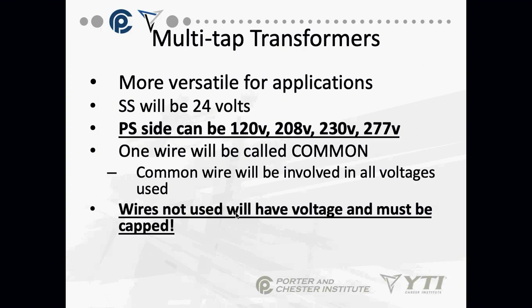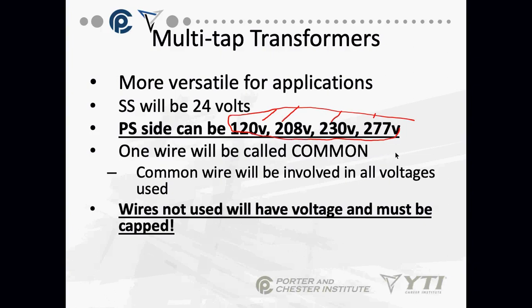The primary side can be either 120 volt, 208 volt, 230, or 277, and it goes up from there. You can get them up to 460, 480, 720. But these are your primary ones you'll see. They have 1 wire for each of these. Every wire is a different color, and someplace on the transformer, there's a label that says what color wire you use for each one of these.